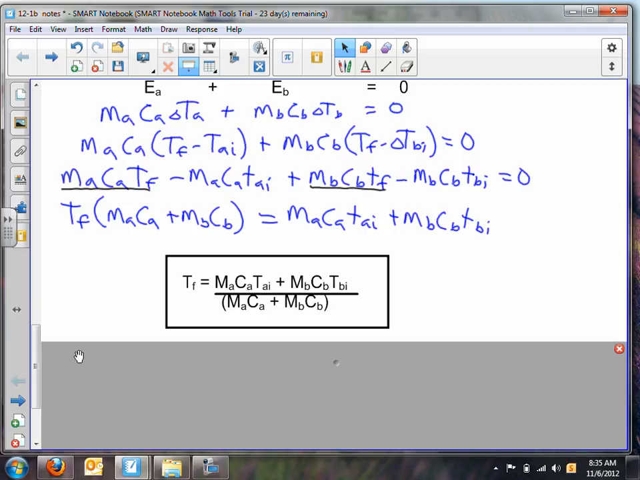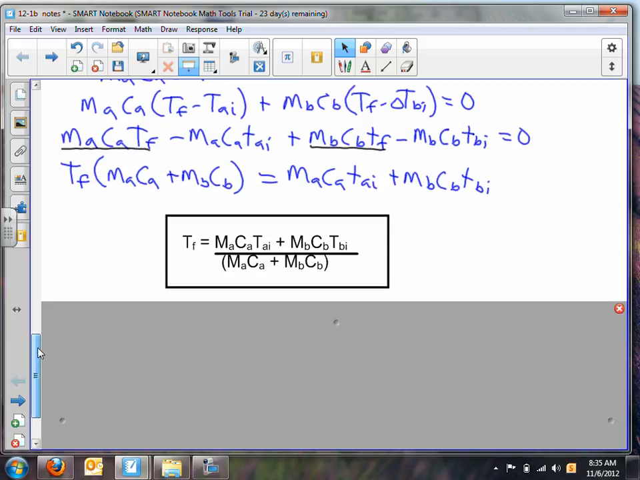This is a way to calculate the final temperature of two systems in contact with each other. Either two blocks of metal just touching or two things in a calorimeter. But now you won't have to derive that yourself. Final temperature equals mass of the first block, specific heat of the first block, initial temperature of the first block, plus MBCB initial temperature of the second block, divided by MACA plus MBCB. And again, I would put that on your card because you really don't want to have to derive that on your own.